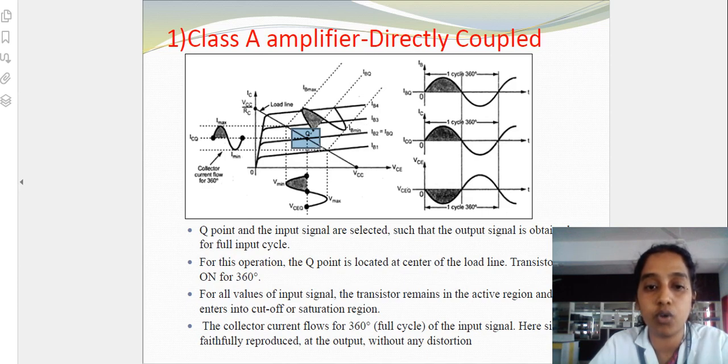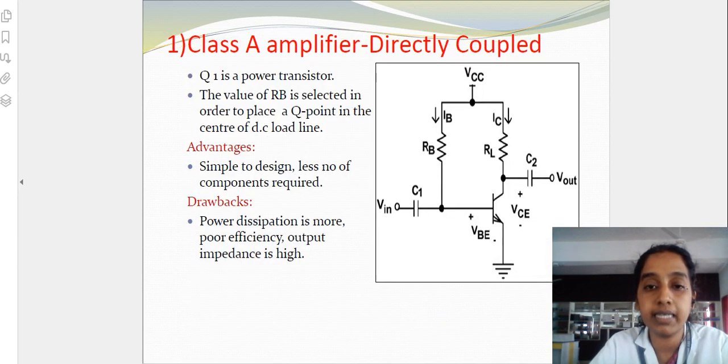The transistor is on for 360 degrees. So for all the values of the input signal, the transistor remains in the active region and never enters into the cutoff region or saturation region. The collector current flows for 360 degrees of the full cycle of the input signal, and hence we get a faithfully reproduced signal without any distortion of the output. So this is the class A amplifier.